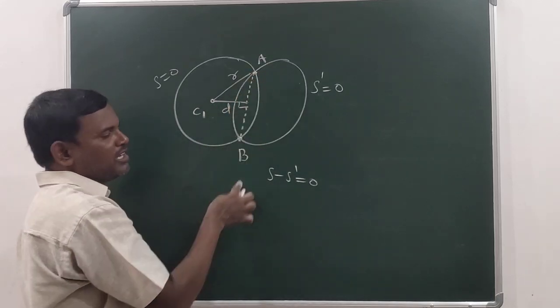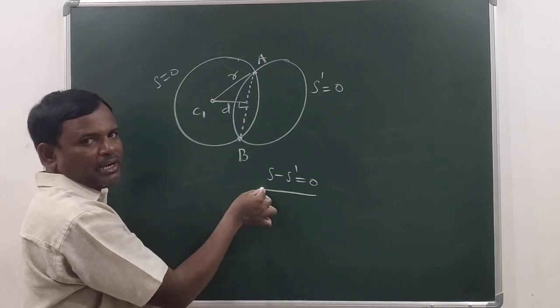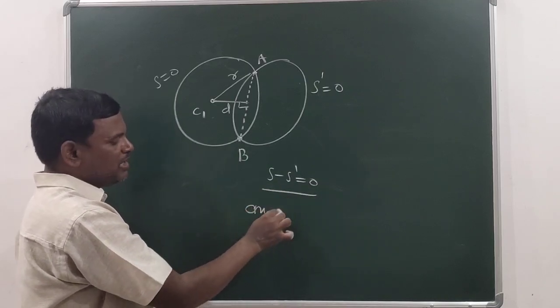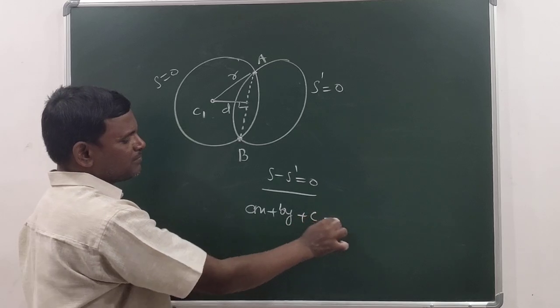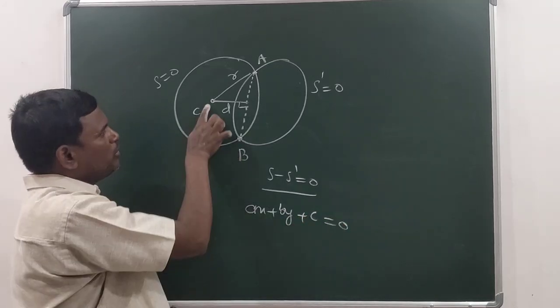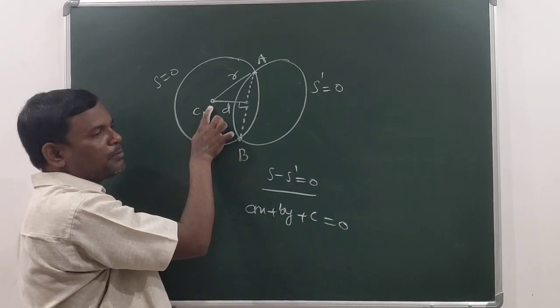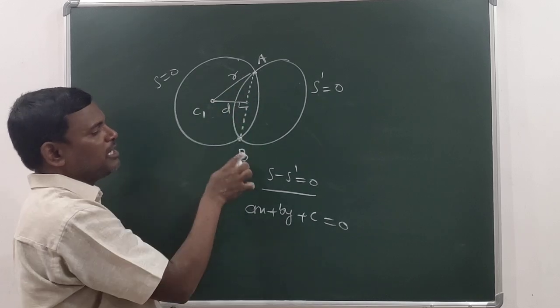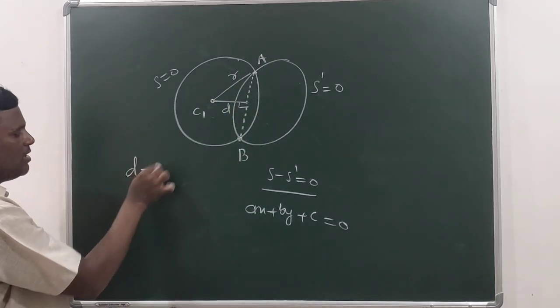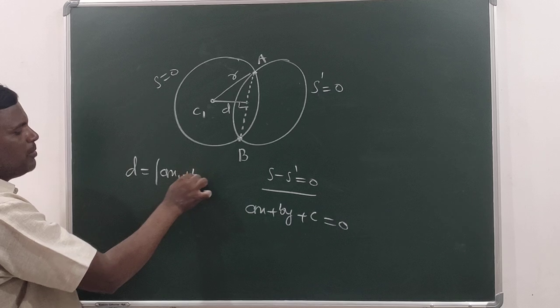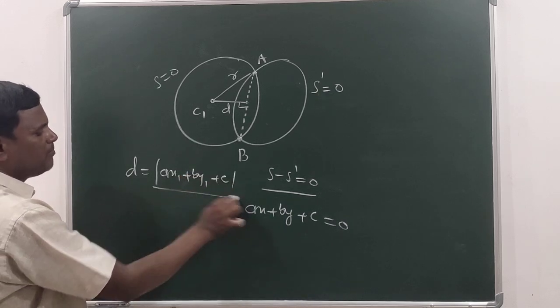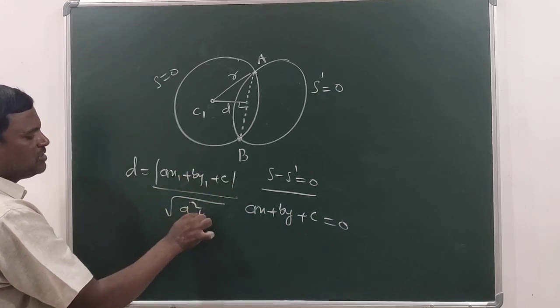You know the AB equation you prepared. It is one linear equation in two variables. You may get it like this. Now you have the center. How to find the perpendicular distance from the center to this AB, you know? Use this formula: mod of ax1 plus by1 plus c by root a square plus b square.